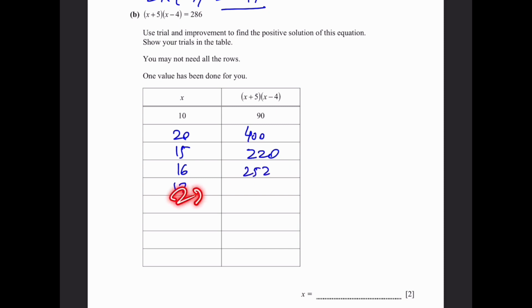17 plus 5 is 22. 17 minus 4 is 13. And if you do 22 into 13, you get the answer as 286. And now we got the right answer over here because the solution is supposed to be 286, which it is over here when x is 17. So x is equal to 17, and that's our answer.